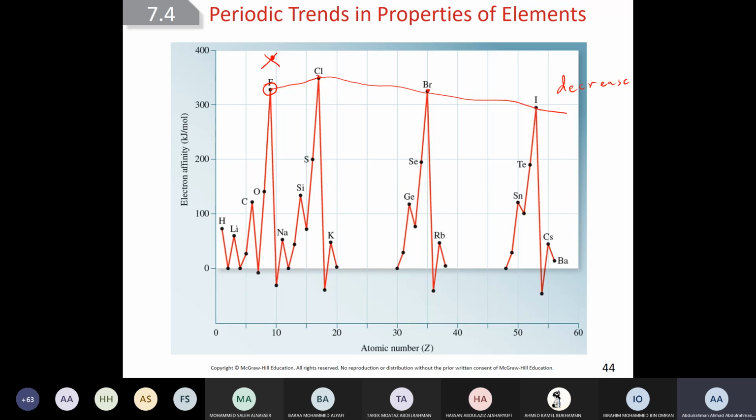Why is that? Because fluorine is small in size, and when you add an electron, what will happen? There will be repulsion. What's the meaning of repulsion? Go far from each other. Yes, and that's why they don't want the new electron to come. Is this clear?